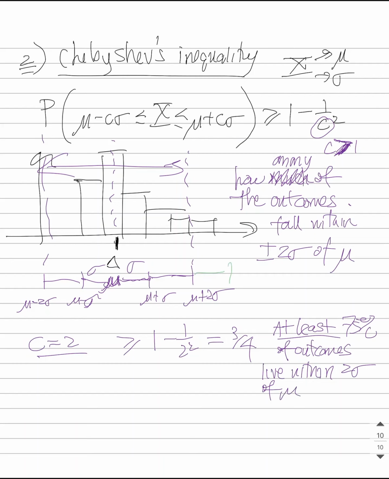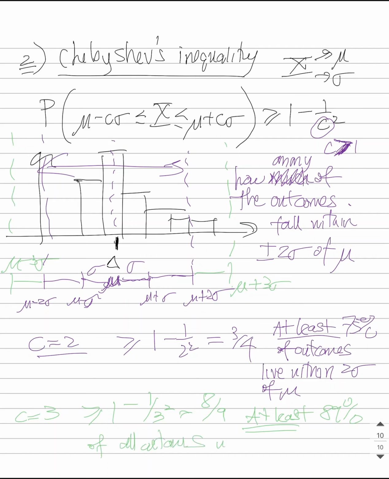Now, if I were to go one more standard deviation, mu plus 3 sigma and mu minus 3 sigma, you can see from this picture that most, if not everything, is contained within those green bars. And so if c is equal to 3, it would be 1 minus 1 over 3 squared, which is 8/9. And it would say at least 89%, at least, could be more, of all the outcomes are within 3 sigma of the mean. So this is an incredibly powerful and general result.